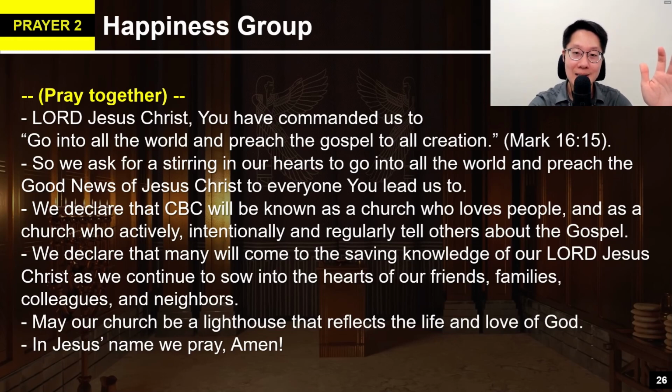We declare that CBC will be known as a church who loves people and a church who actively, intentionally, and regularly tells others about the gospel. We declare that many will come to the saving knowledge of our Lord Jesus Christ as we continue to sow into the hearts of our friends, families, colleagues, and neighbors. May our church be a lighthouse that reflects the life and love of God. In Jesus' name we pray.